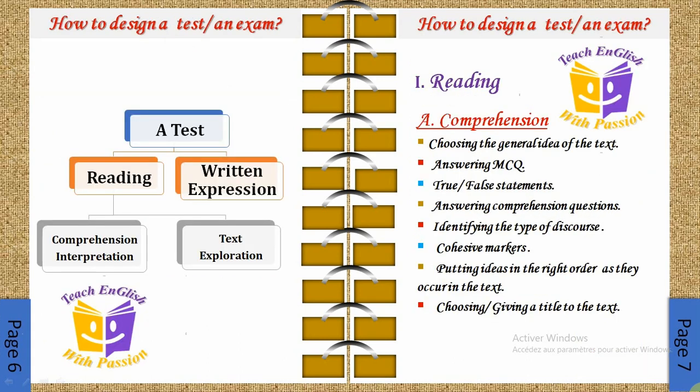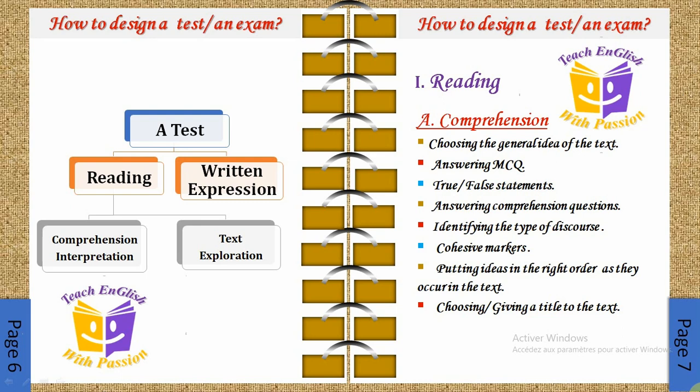How to design a test or an exam. Official tests and exams in our educational system constitute mainly of two parts. Part 1 reading and Part 2 written expression. As shown here in the diagram, the reading part in turn is divided into two parts, A. Comprehension and B. Text exploration. So now let's see together what activities you can design for each part of the test.